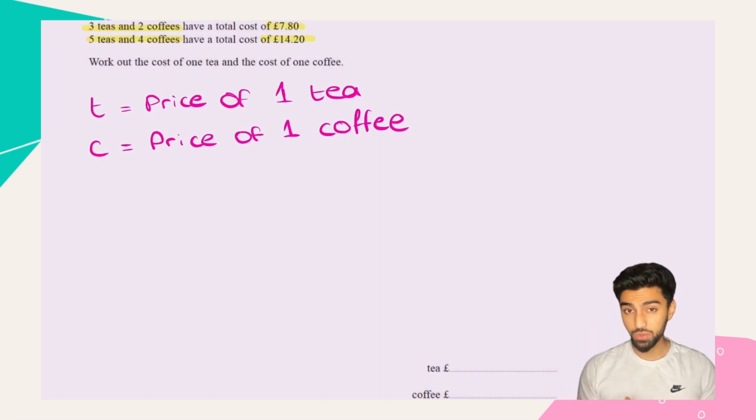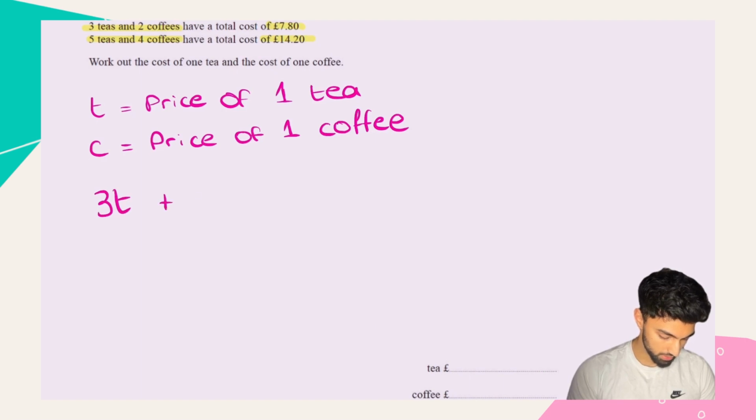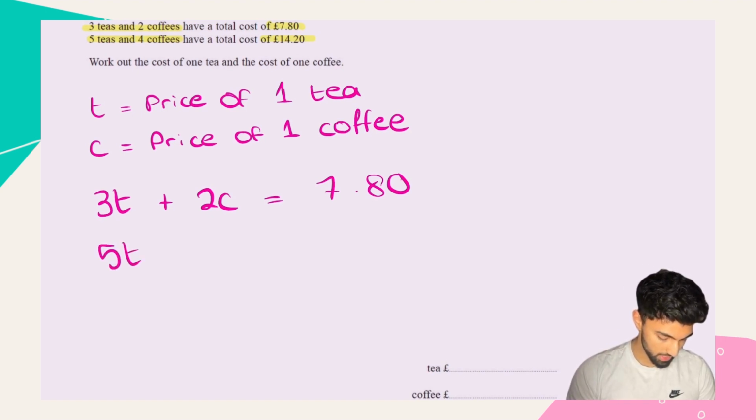Now I'm going to use these to formulate some sort of equation from the 2 statements given in the question. These equations would be as follows. 3t plus 2c is equal to 7.80, which comes from the very first statement, and equally we have 5t plus 4c being equal to £14.20.